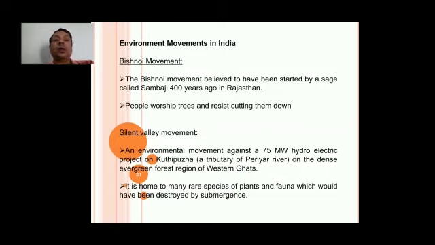Silent Valley movement, an environmental movement against a 75 megawatt hydroelectric project on Kuntipuzha. This is a tributary of the Periyar River in the dense evergreen forest region of the Western Ghats. It is home to many rare species of plants and fauna which would have been destroyed after constructing this hydroelectric project.